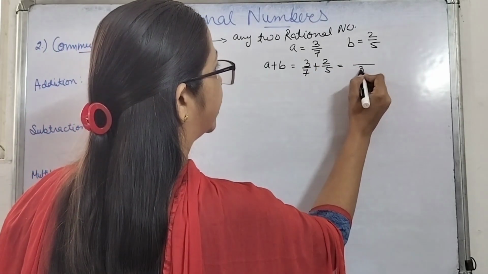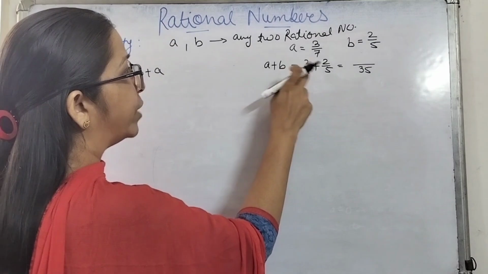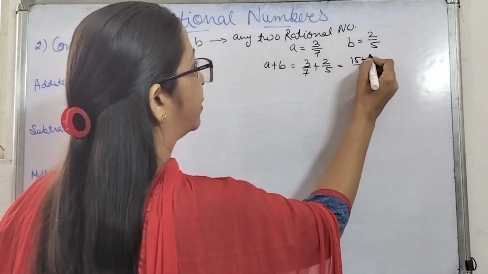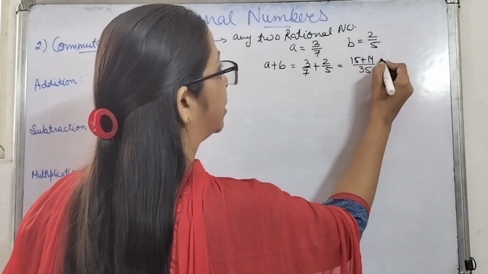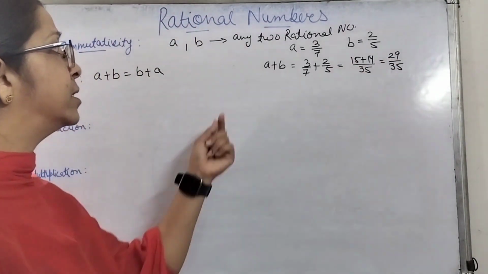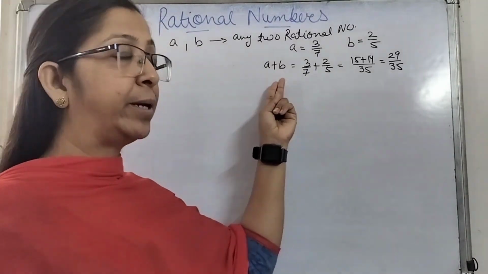LCM will be 35, 5 7s are 35. So 5 multiplied by 3 will be 15, plus 7 multiplied by 2 will be 14. 15 plus 14 will be 29 upon 35. This is the sum of A plus B.